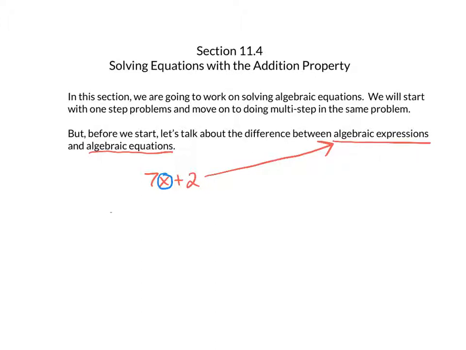But 7x plus 2 equals 9 is an algebraic equation. It's an algebraic equation because it has an equal sign and it can be solved for that variable of x. We can also determine, if you have an algebraic equation, whether or not a number is a solution for that equation. So, in the equation 7x plus 2 equals 9, does x equal 0?